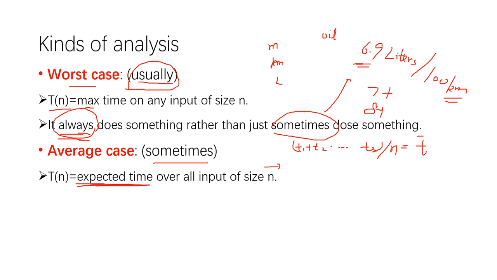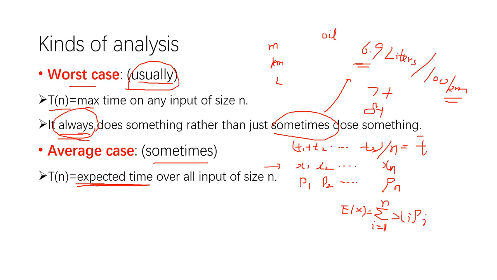So if we have all the possible situations x1, x2 until xn, and the probability of each is p1, p2, and pn, the expected value should be xi times pi, summed from i equals 1 to n. That is the expected value in probability.